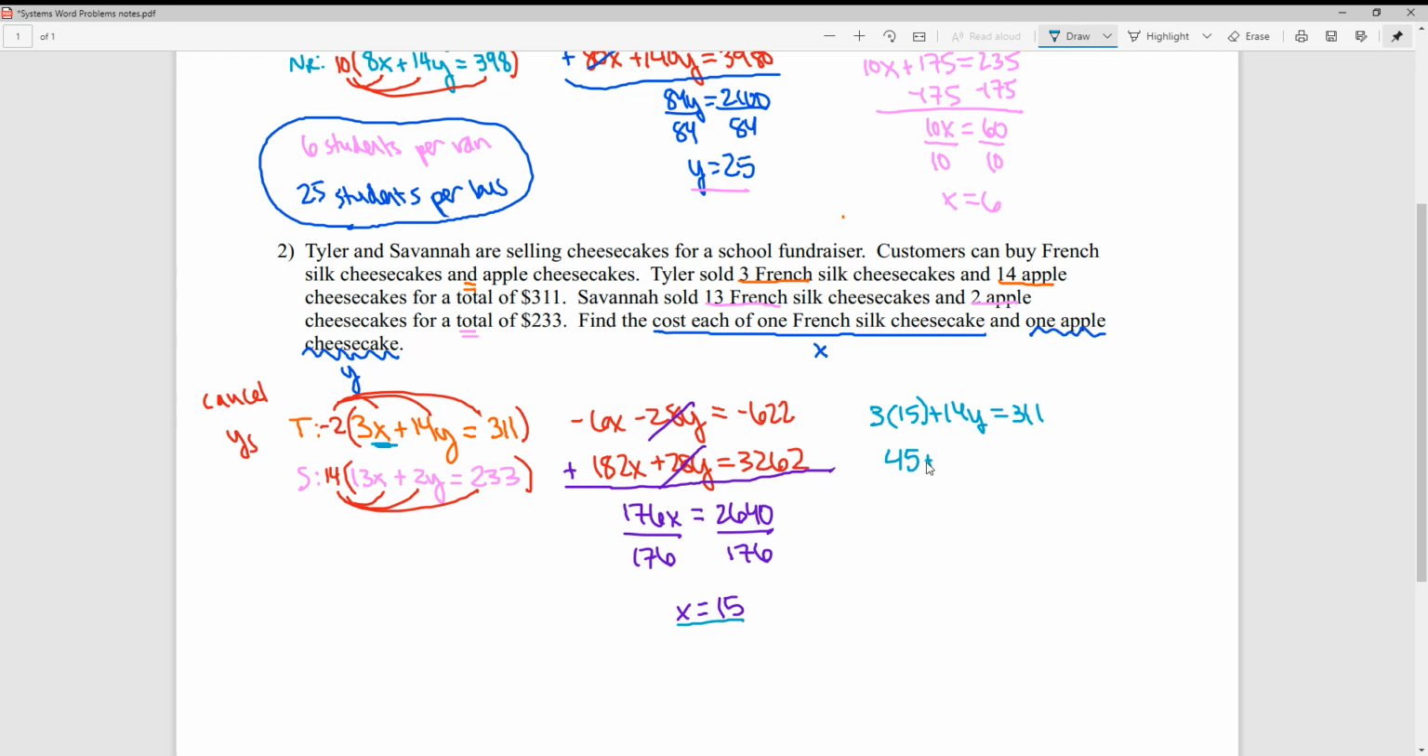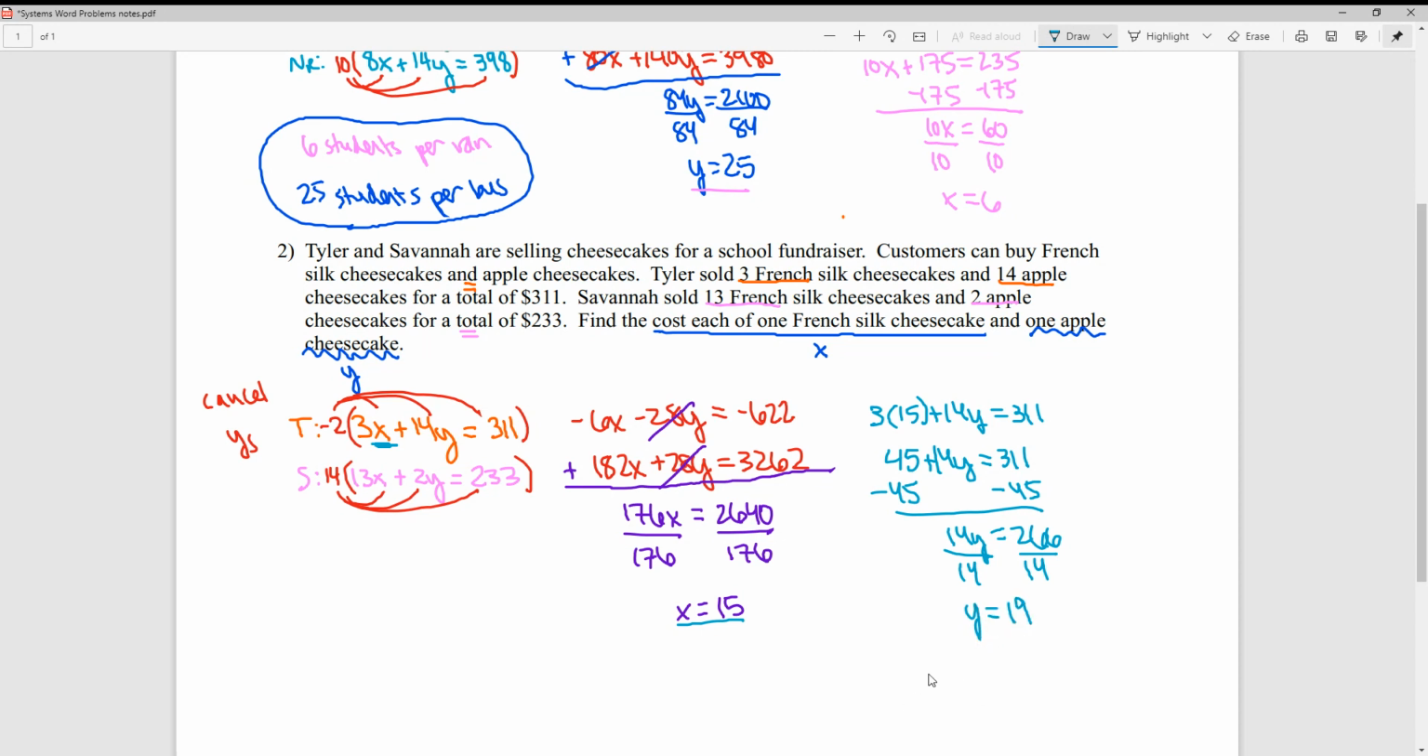Multiply there, 3 times 15 is 45. Make sure you write your numbers correctly. I almost didn't. Subtract 45 from both sides. And then last but not least, divide both sides by 14. We get y equals 19.